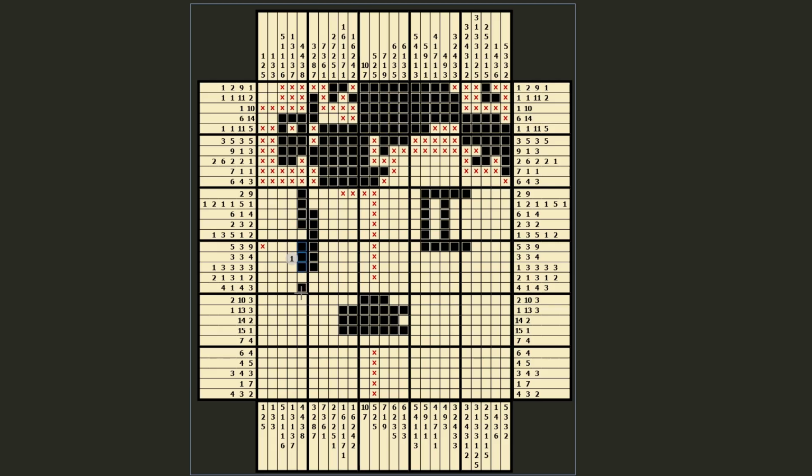Let's try extending some more rows. Is it 8 minus 3? There we go. Extend this 14, 15, 7, 6, 4. Okay, so no space for the 5 over here.